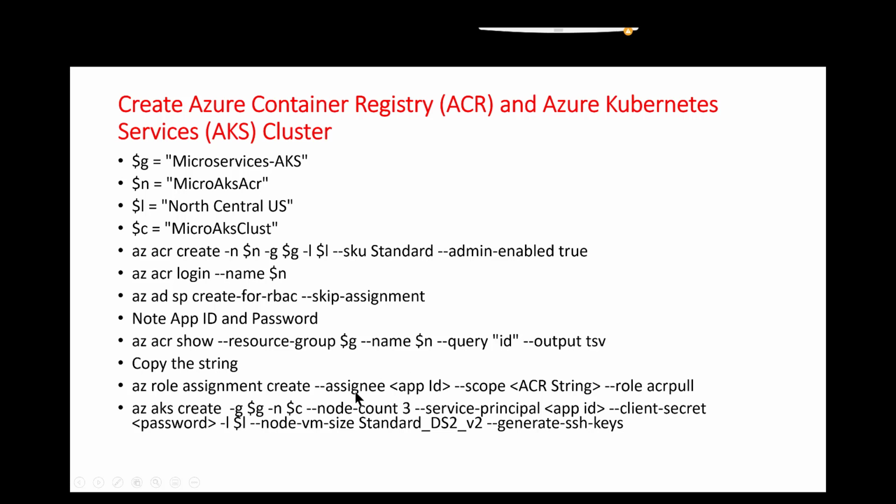We assign the role. We define the scope that we copied in the string. We define the app ID that we got here, and then we just run the role-based access control, followed by creating the whole three-node cluster. So, straightforward. Let's execute these steps in the lab.